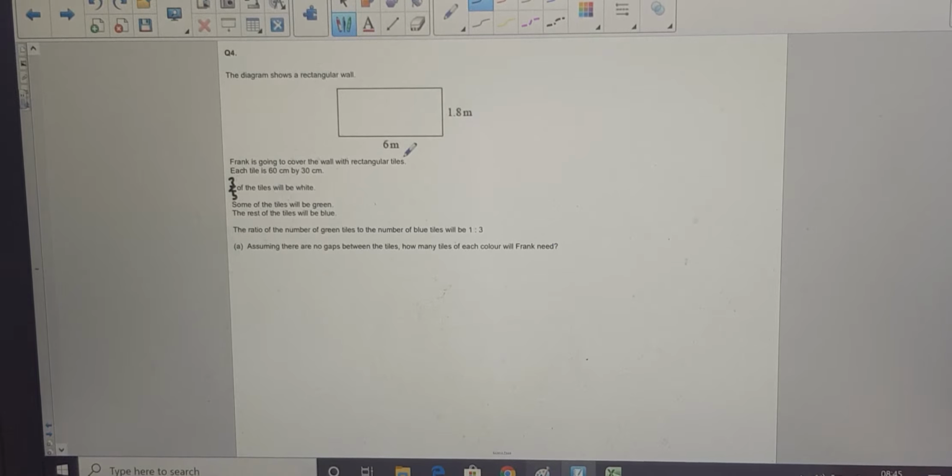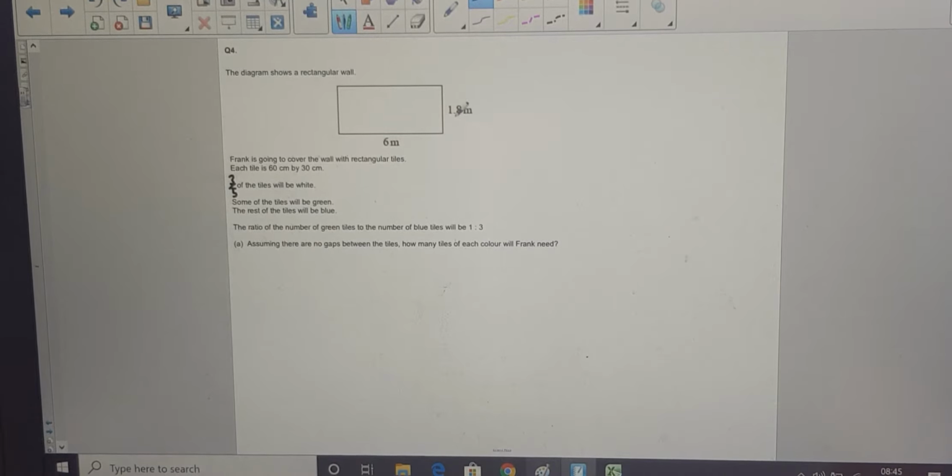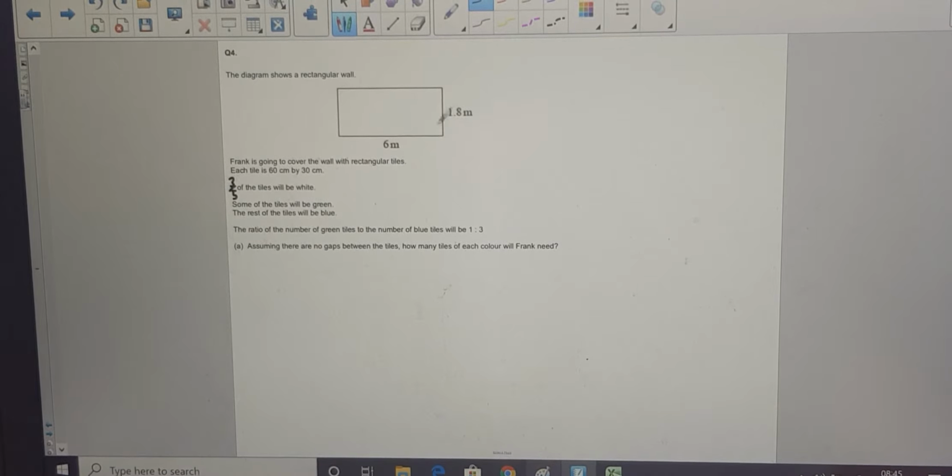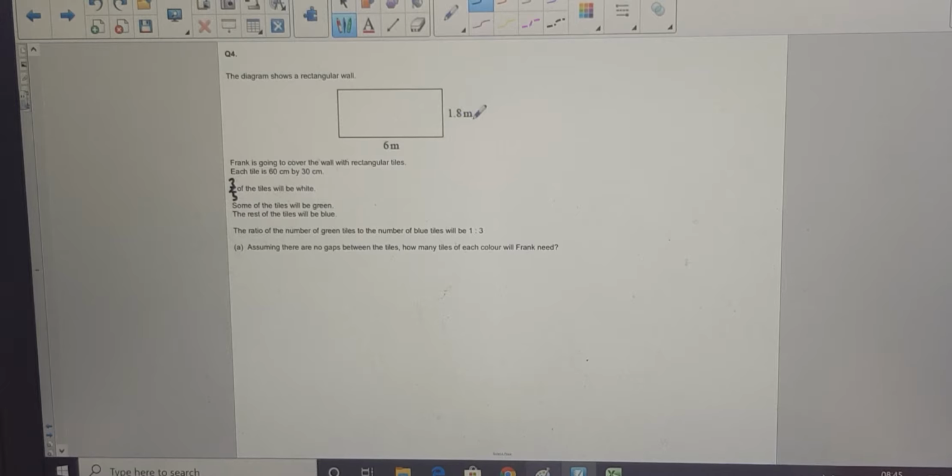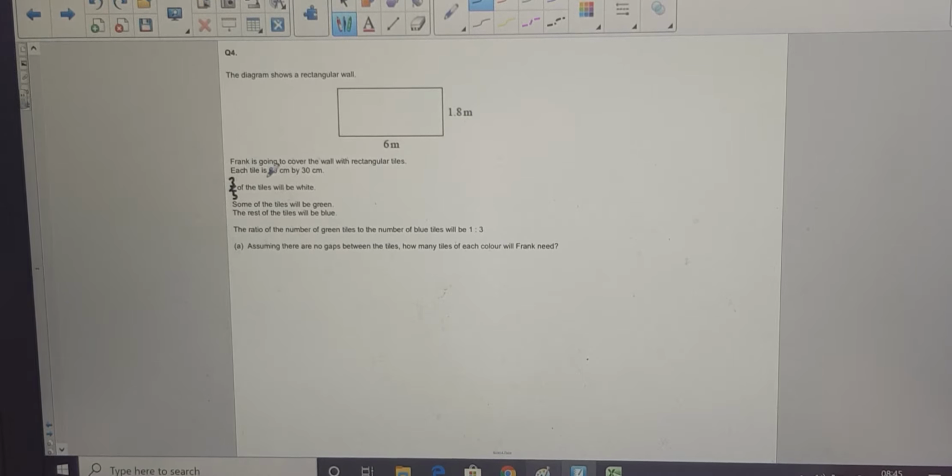Okay, right. Well, first off, I need to work out how many tiles they're going to need in total. So if I look at this rectangle, and if I'm talking about things occupying it, I'm talking about area. So this is 6 meters, this is 1.8 meters. And the tiles that are going to occupy it are 60 centimeters by 30 centimeters. Hopefully we can realize my first problem is a unit one. The units need to be the same. So I'm going to change everything into centimeters.